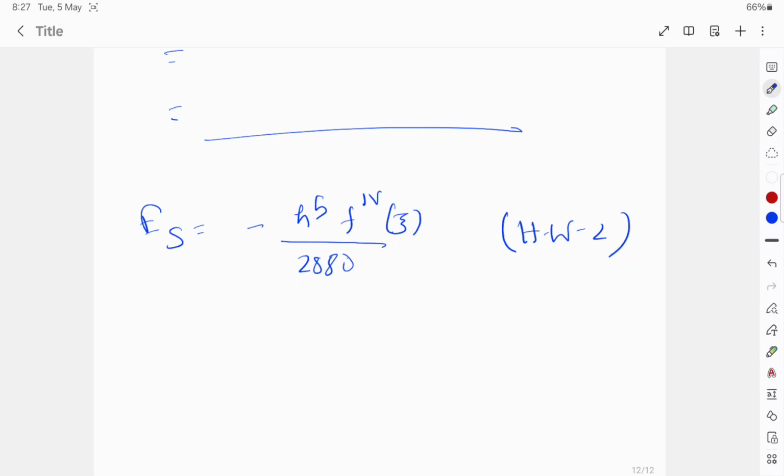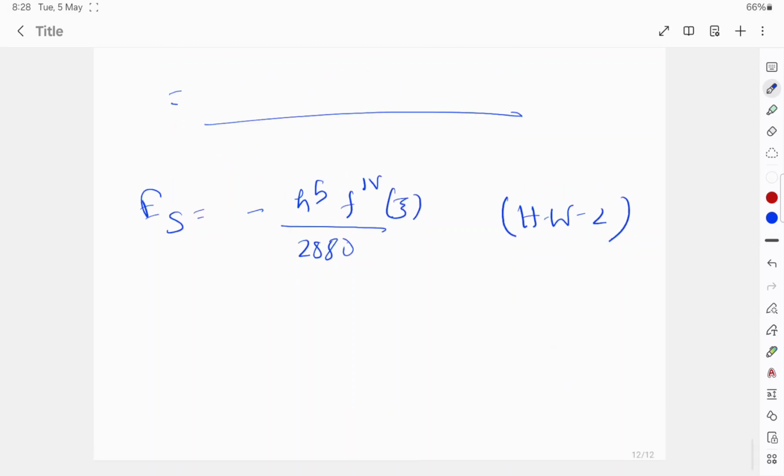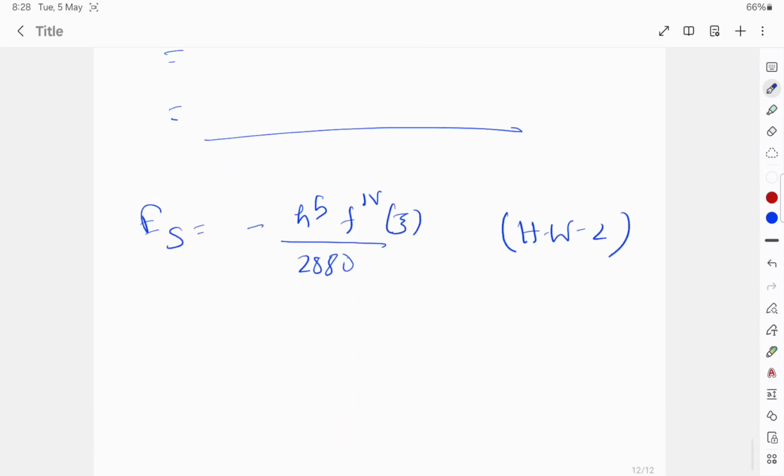This is not difficult, but you have to do it very carefully, because this number 2880 already shows this type of calculation. So don't make any calculation mistakes, and take help from the book. So this is your error. Now we are going to the composite case.